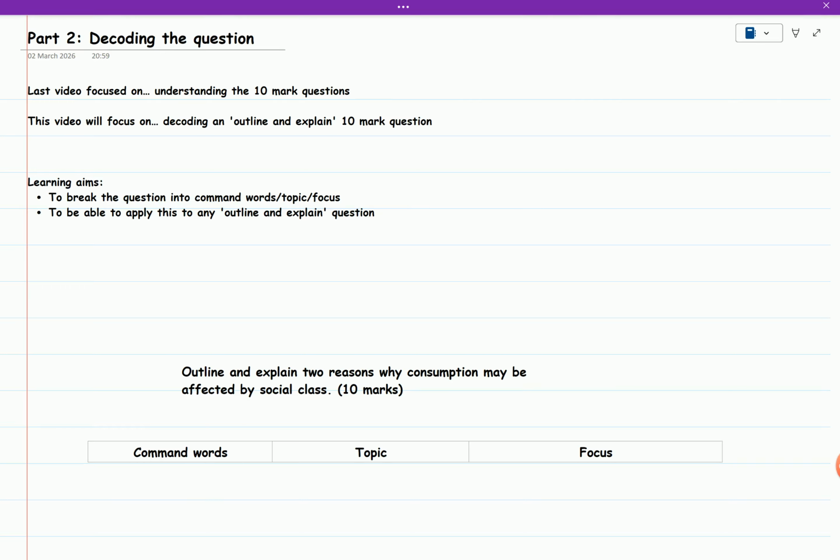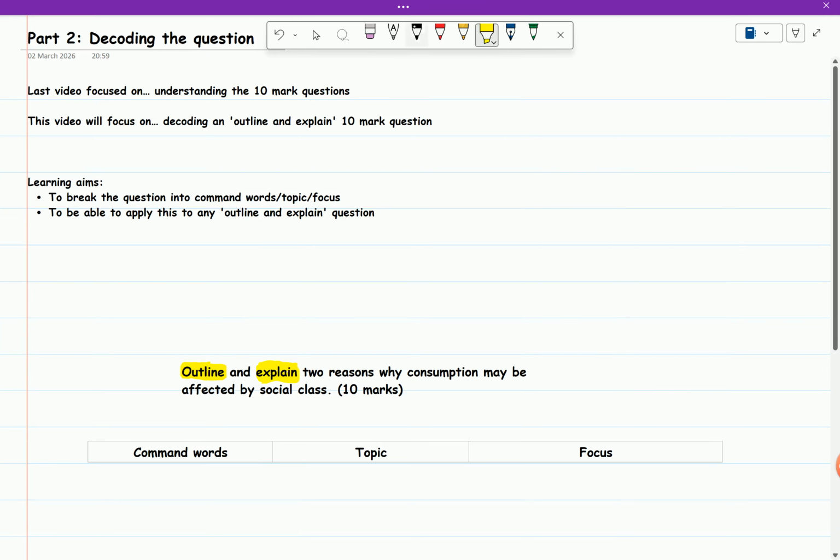So, you'll see here outline and explain. So, these are our command words when it comes to the question. Every 10 mark question that doesn't have an item will ask you to outline and explain. So, what exactly does that mean? As a student, what you're going to be doing in the exam.